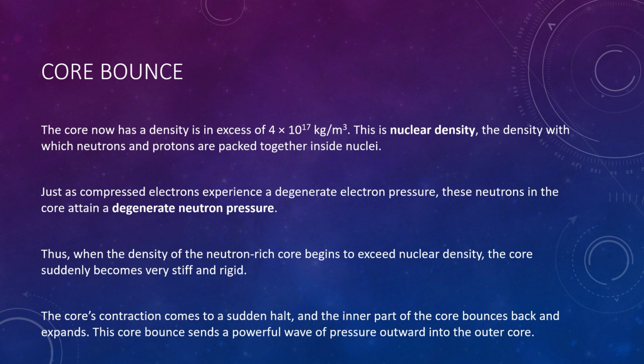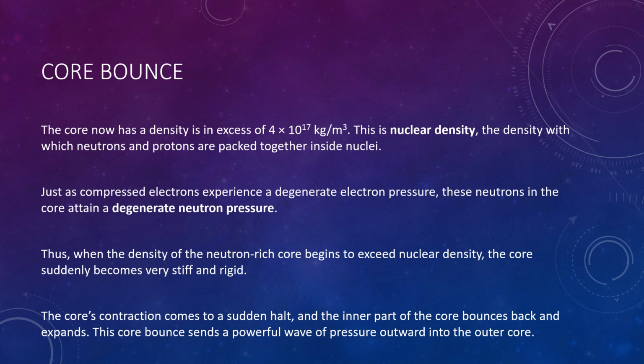At about 0.25 seconds, that is a quarter of a second, after its rapid contraction begins, the core is less than 20 kilometers in diameter and its density exceeds 4 times 10^17 kilograms per cubic meter. This is nuclear density, the density with which neutrons and protons are packed together inside nuclei. If Earth were compressed to this density, it would only be about 1,000 feet in diameter.